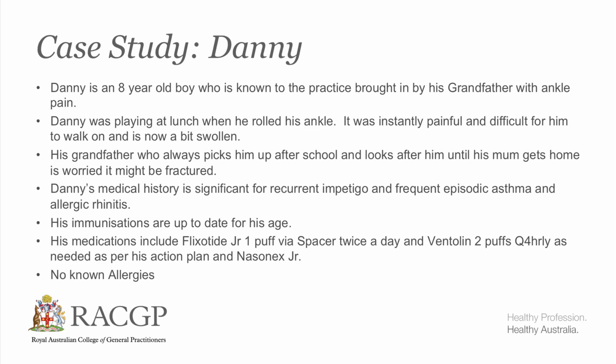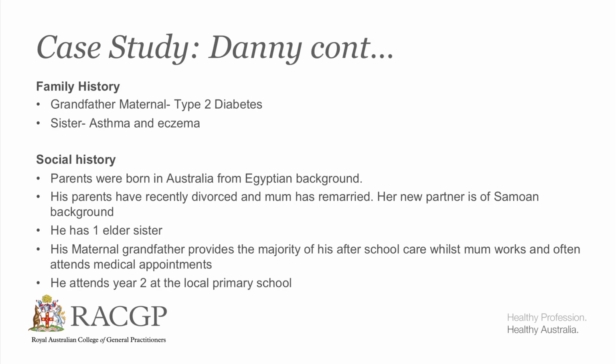In terms of his family history, maternal grandmother has type 2 diabetes. Sister has asthma and eczema. Social history: parents were born in Australia from an Egyptian background. His parents have recently divorced and his mom has remarried. Her new partner is of Samoan background. He has one elder sister. His maternal grandfather provides the majority of his after-school care whilst mom works, and grandfather often attends medical appointments. He attends year 2 at the local primary school.